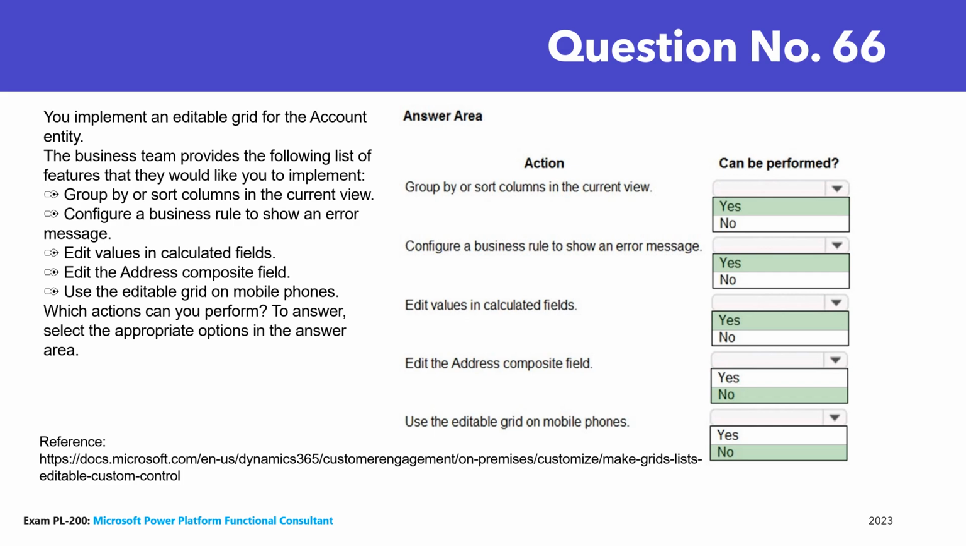Action: group by or sort columns in the current view. Can be performed? Yes. Action: configure a business rule to show an error message. Can be performed? Yes. Action: edit values in calculated fields. Can be performed? Yes. Action: edit the address composite field. Can be performed? No. Action: use the editable grid on mobile phones. Can be performed? No.